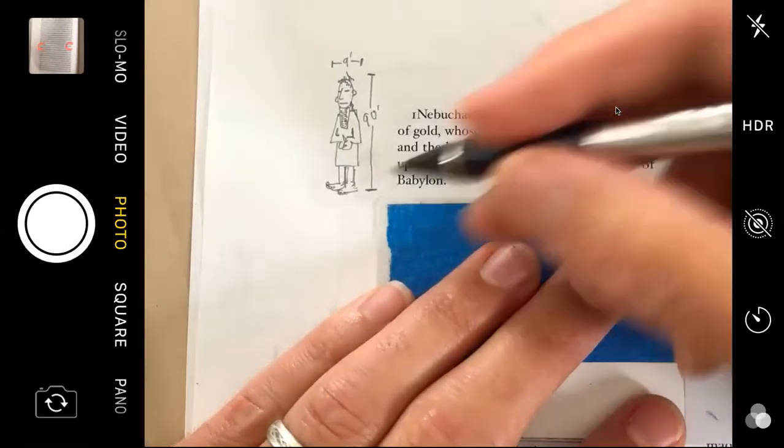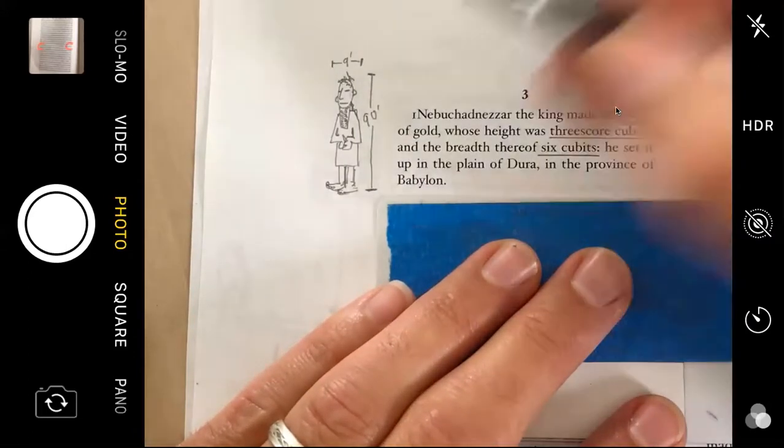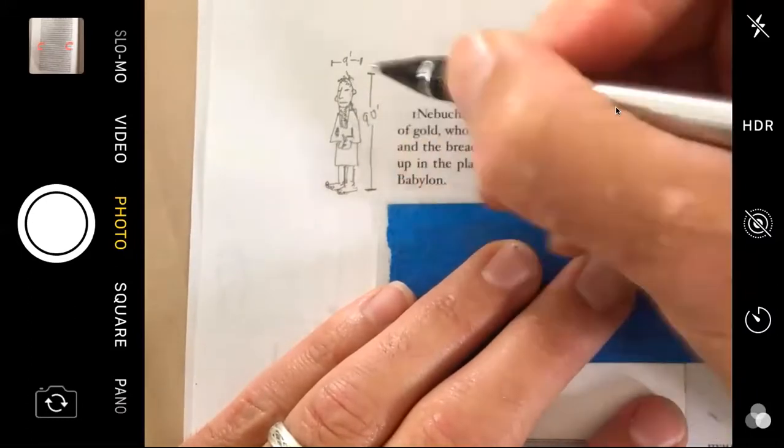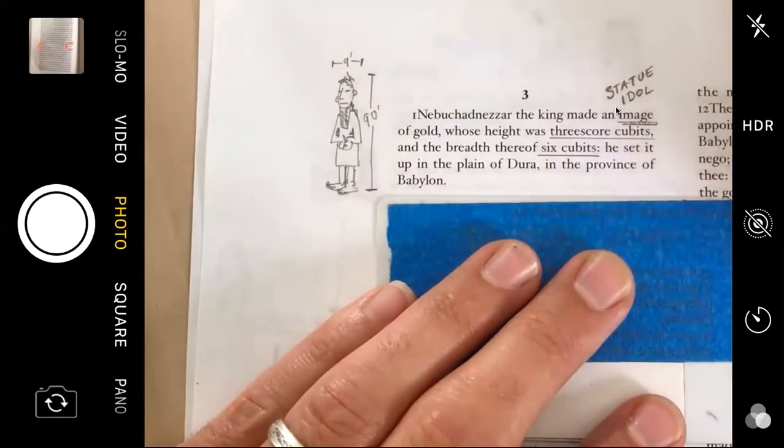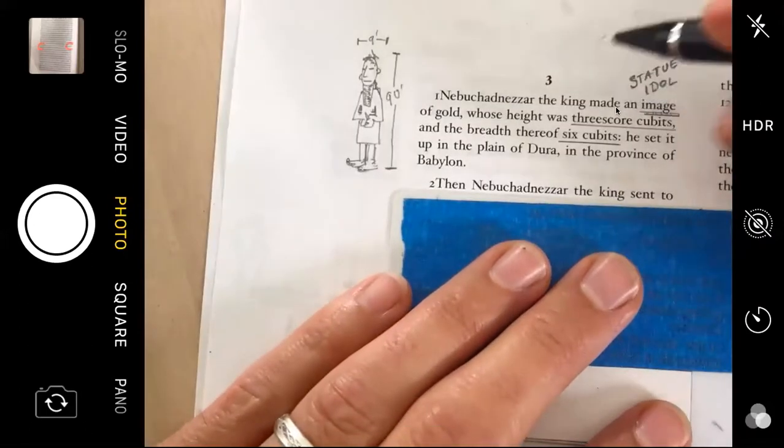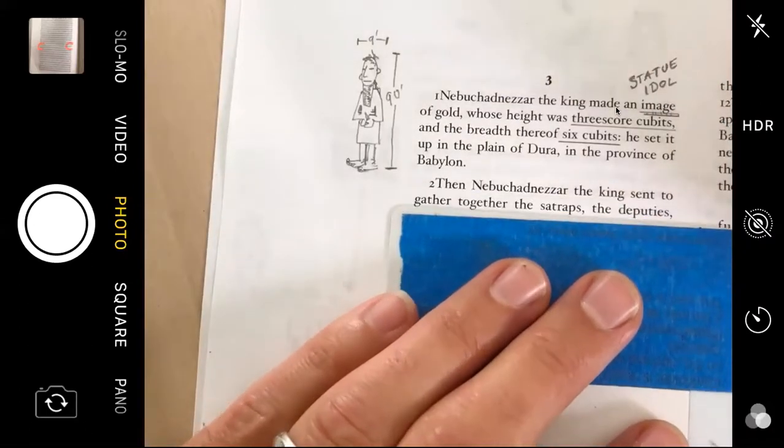Anyway, so he builds this big old dude guy. And I'm assuming it's a statue of a man. And we'll just go from there. Then King Nebuchadnezzar, the king, sent to gather together.